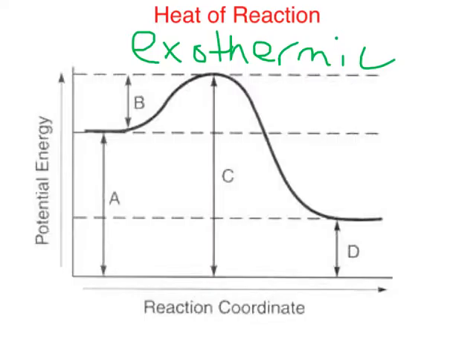Now, what I'm going to show you here is a couple of different things. First of all, A is the amount of energy that the reactants have. D is the amount of energy that the products have. C is not really important here, but B is the amount of energy that is required to start the reaction. It's known as the energy of activation. Okay, energy of activation, sometimes abbreviated EA. Okay, so energy of activation is right there.